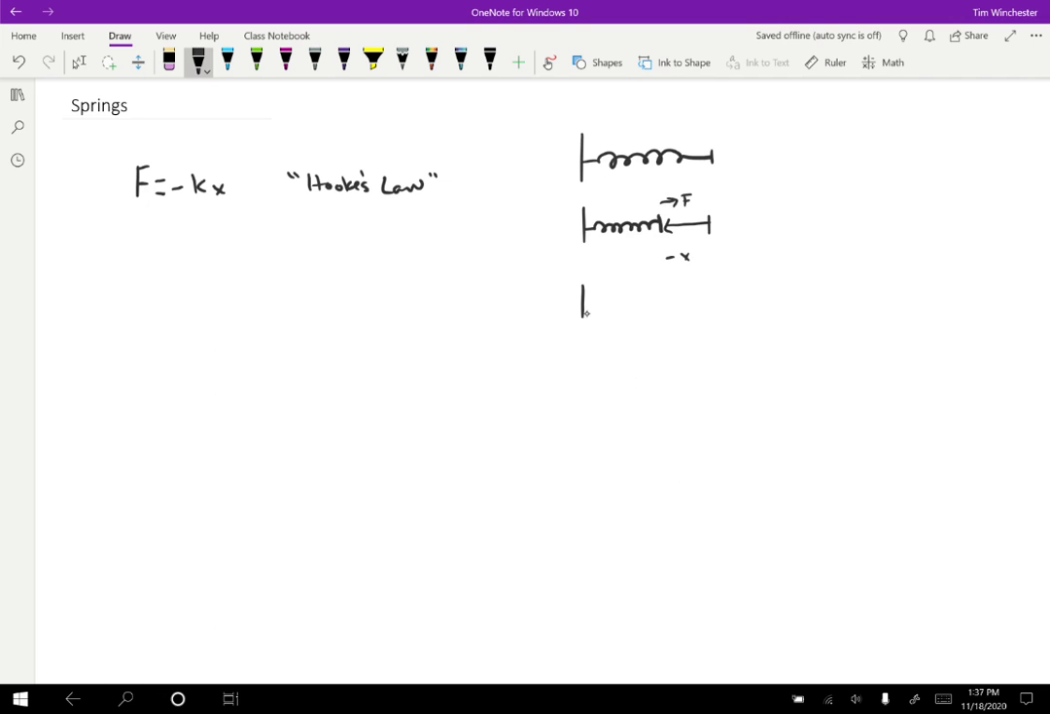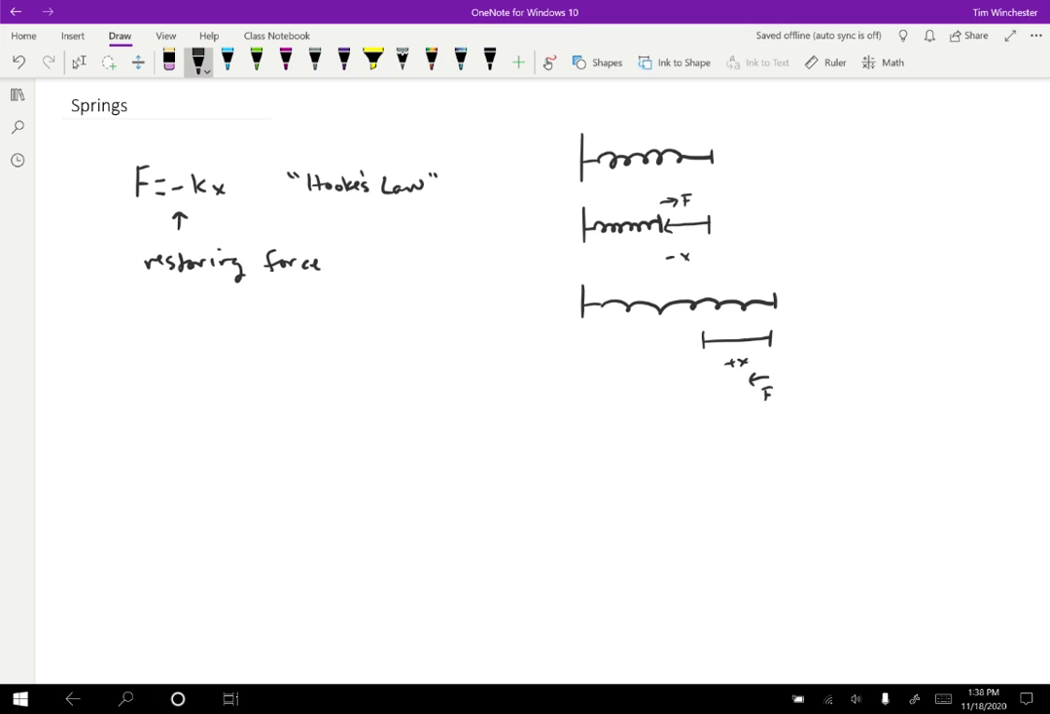Meanwhile, if you take the spring and you stretch it out like this, well, now x is going to be positive and the force is going to be back to the left because it will again want to return back to its original position. Okay, so the negative sign has that effect. So we call this a restoring force because it wants to restore its original behavior. x is the position of the end of the spring. Equilibrium is x equals zero. If you extend it or compress it from there, then that determines what the force is.